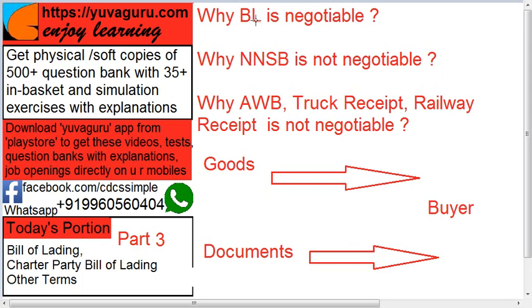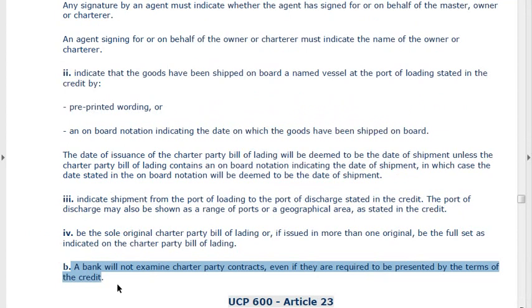What about charter party? Charter party is negotiable but subject to certain conditions. Now what are the conditions? The agreement between the charterer and the owner is not known to the final consumer. So if some problem arises between the owner and the charterer, then the owner can take the whole ship to his dock rather than going to the distant place. That's why only in that case there's a problem. Otherwise it's similar to the BL. There's a UCP clause that the bank will not examine the charter party contracts even if they are required to be presented. Means we don't know the agreement between the owner and the charterer and we are not concerned with it. So only in that case there is a problem for negotiability. Otherwise it's similar to that of the BL.